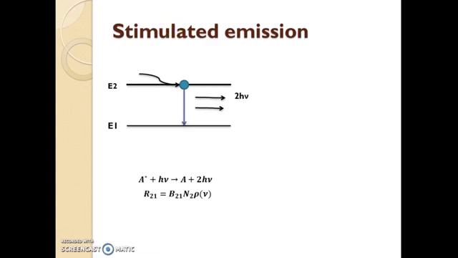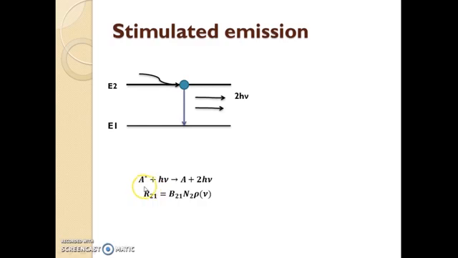If one photon of energy h nu equal to E2 minus E1 triggers the electron to make a downward transition, emitting an additional photon of same frequency, thus two photons of the same frequency are released. This phenomenon is known as stimulated emission process. In this case, A star, which is for the higher energy state, plus the incident energy h nu tends to A plus 2h nu. Therefore, the quantum of photon that is released is twice the incident photon. That means it is amplified.